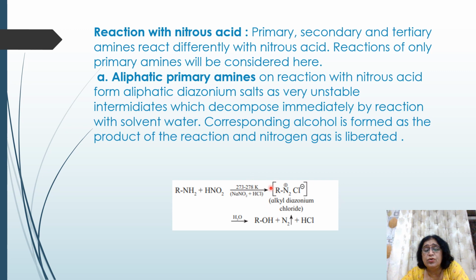So alkyl diazonium chloride is formed. This is highly unstable and it splits into alcohol, nitrogen gas is liberated, and HCl is formed. So the corresponding alcohol is formed having the same number of carbon atoms. Okay, so this is the reaction with primary amine.